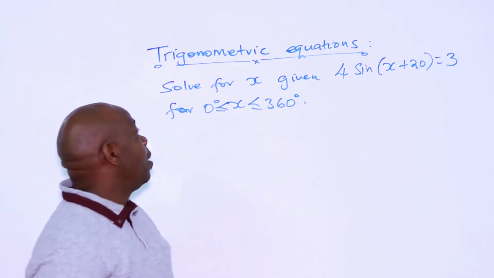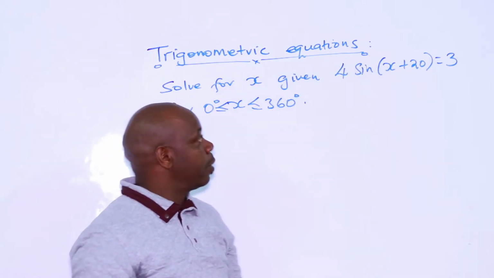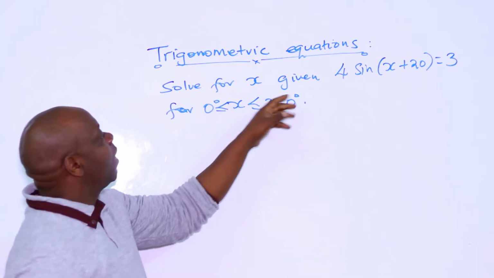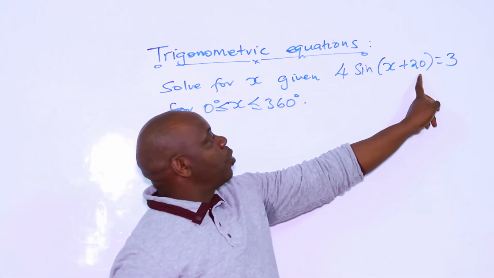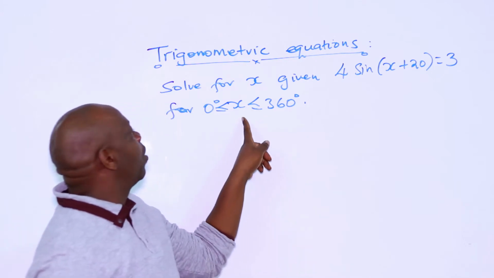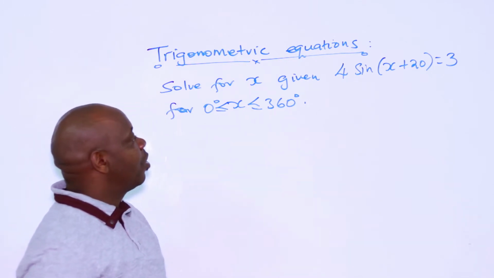Our topic today is the trigonometric equations. We are told to solve for x given 4 sine of (x + 20) equals 3, for x between 0 and 360 degrees.